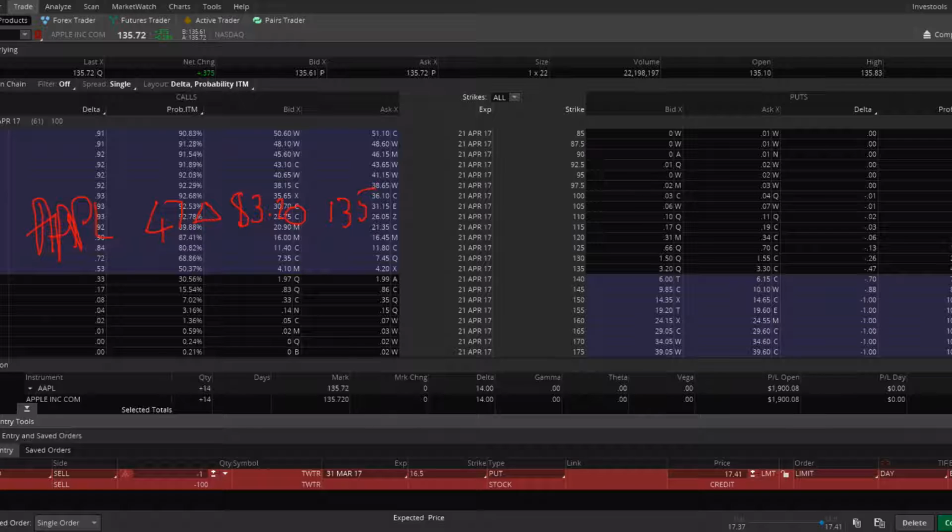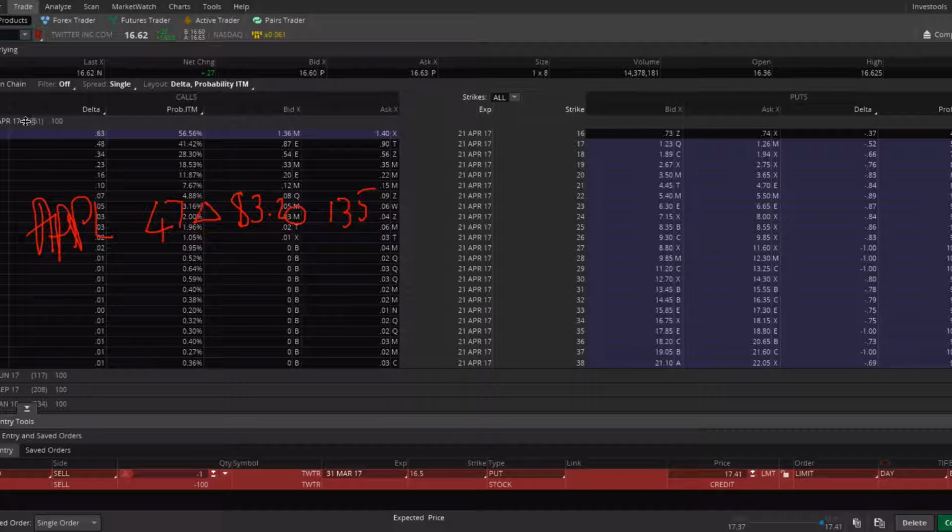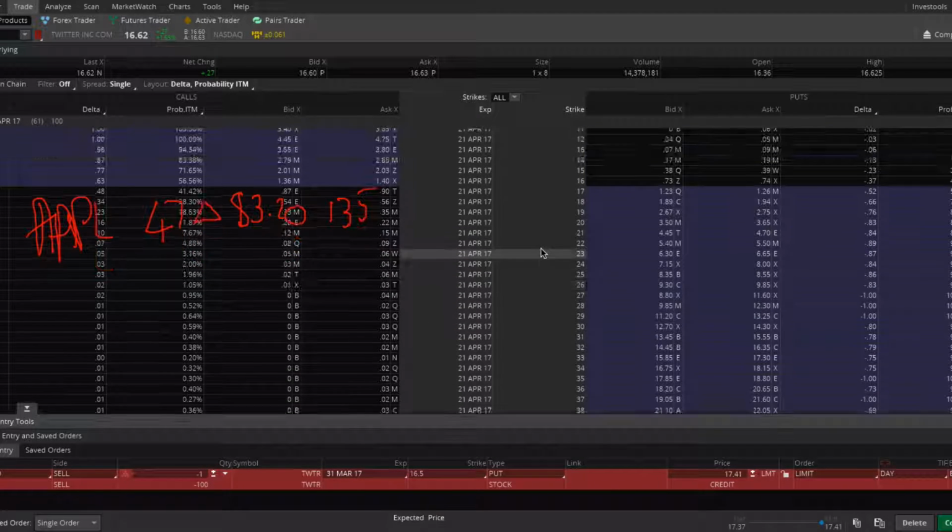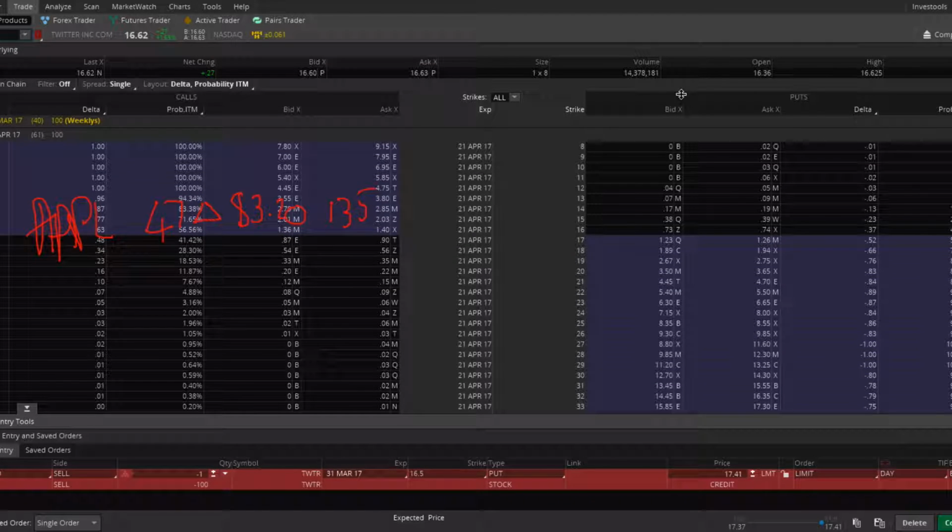Okay, let's then look at Twitter, TWTR. Same expiration, 61 days, and let's take a look here at the puts. For TWTR, we don't have a 47 delta, we have a 37 delta and a 52 delta. So let's go with the 52, and that is going for $1.23. So you can see the options are fairly close in delta, but they have a significant difference in price. There's a couple of reasons for that.